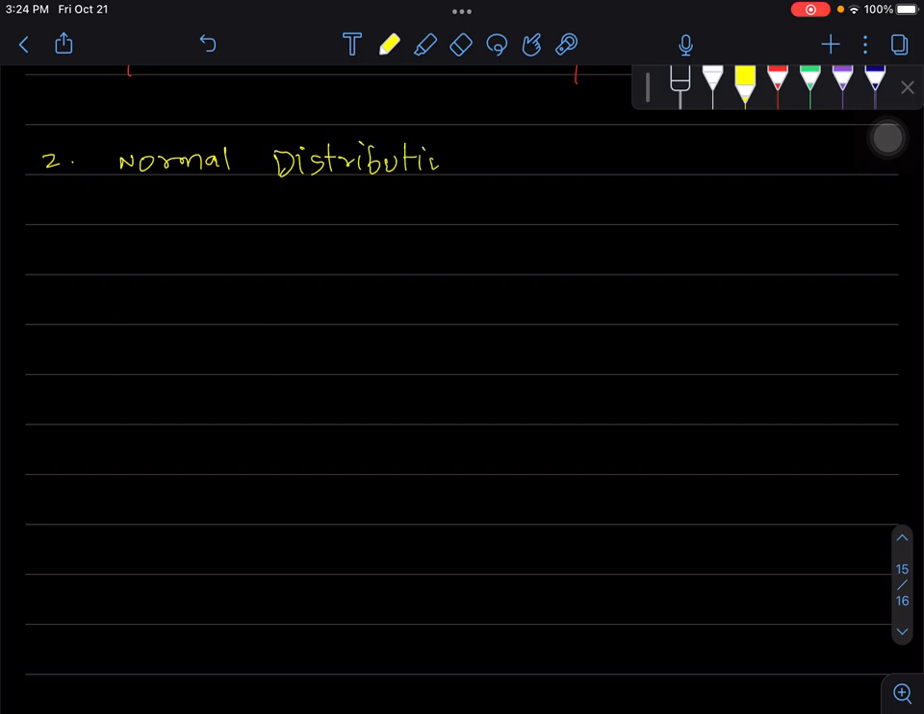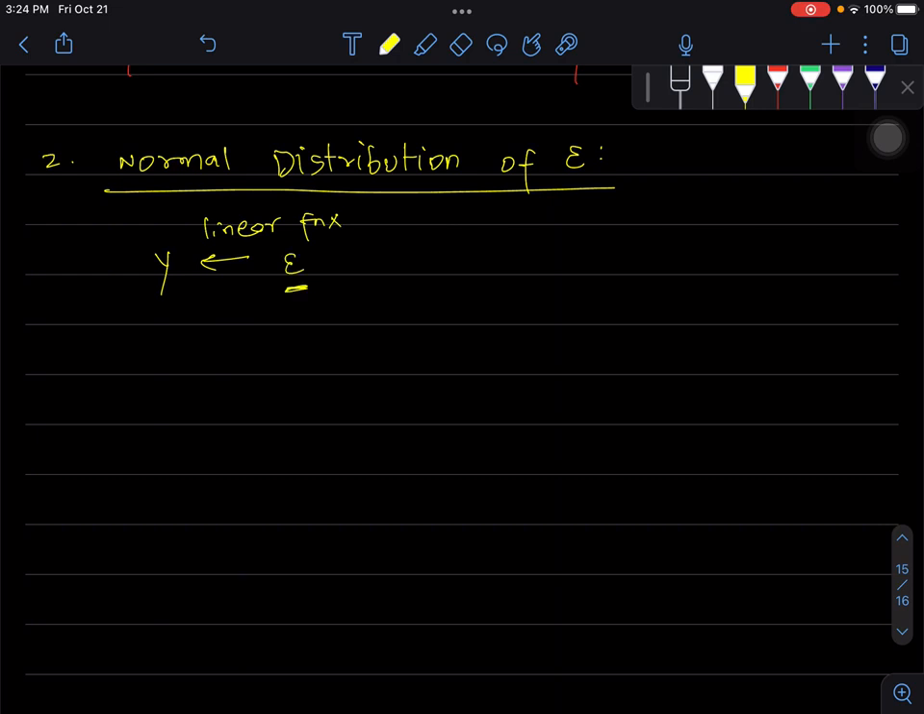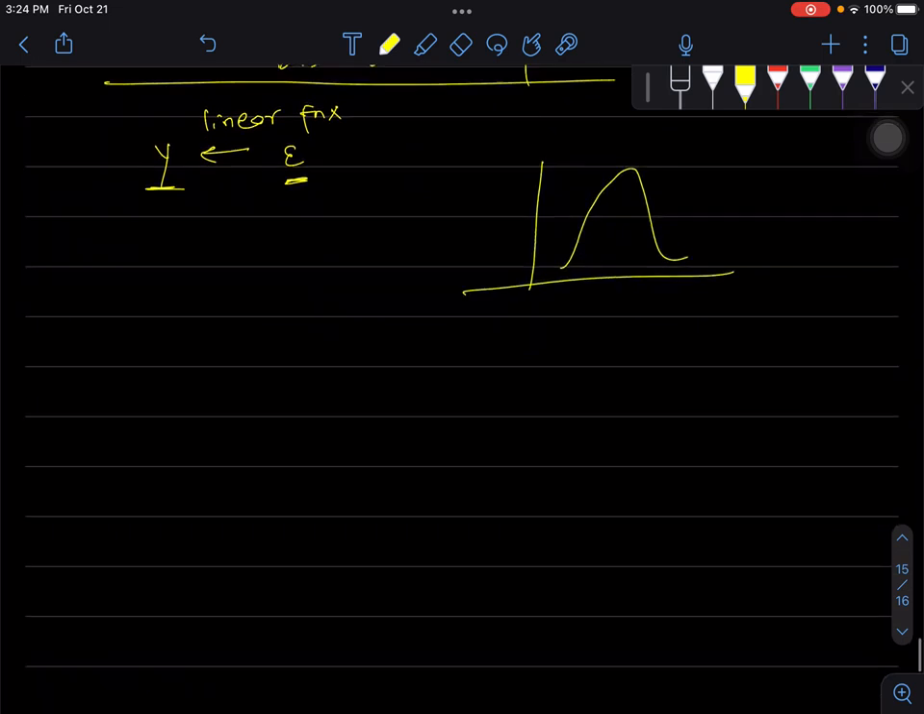The second one is normal distribution of the error term. Well, it is kind of self-explanatory what that means, but the implication of this is that since y is a linear function of epsilon, if this is normally distributed, then y also becomes a normally distributed random function. So this is just the implication. Otherwise, we know what normal distribution is, so error should be distributed normally, right?